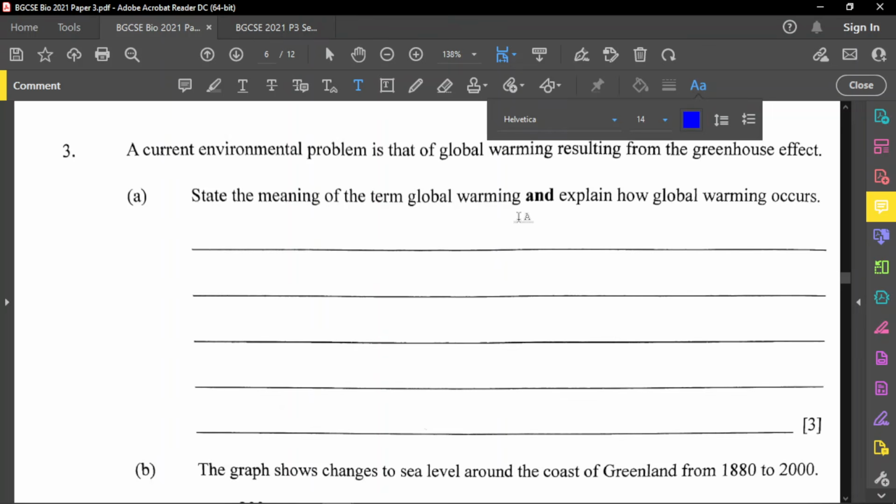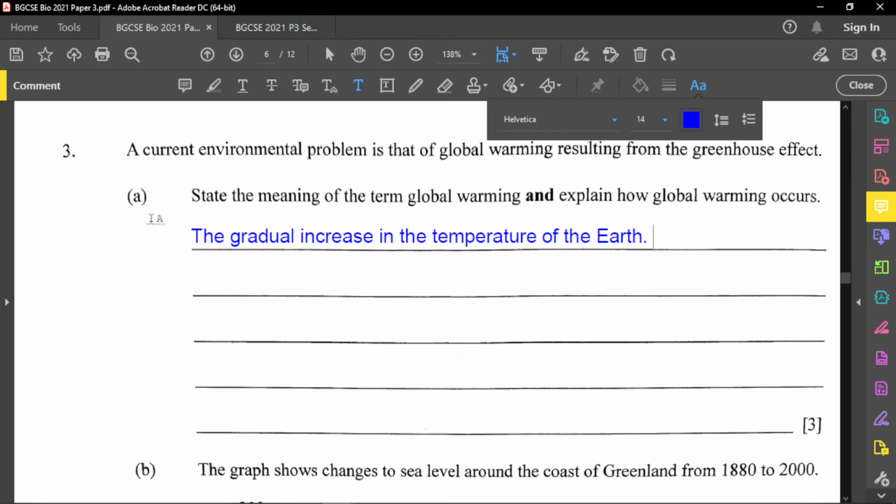So let's talk about what global warming is first. Global warming is the gradual, and that's important because it's not just a one-time thing, it's a gradual or incremental change in temperature. So it's a gradual increase in the temperature of the earth. That's what global warming is.